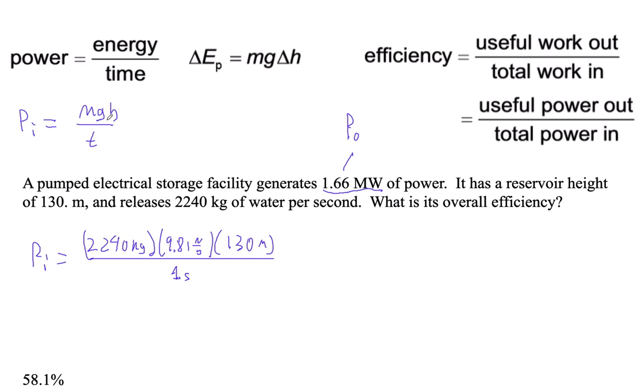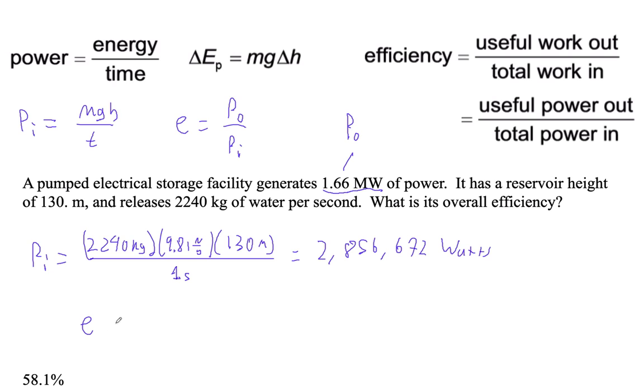So I'm doing this energy divided by time, mgh over t, right? mgh over t. Okay, so let's figure that out. That's 2240 times 9.81 times 130. And that is 2 million. Okay, so that's our input, and then our efficiency is Po over Pi, right?